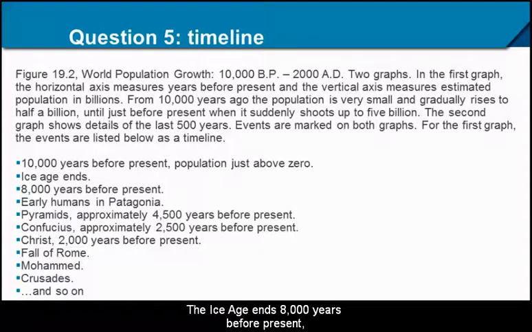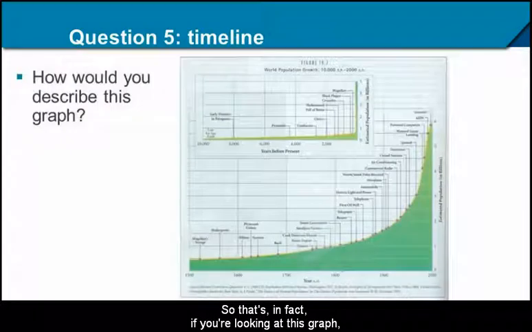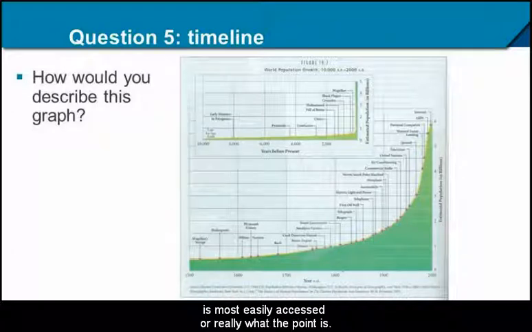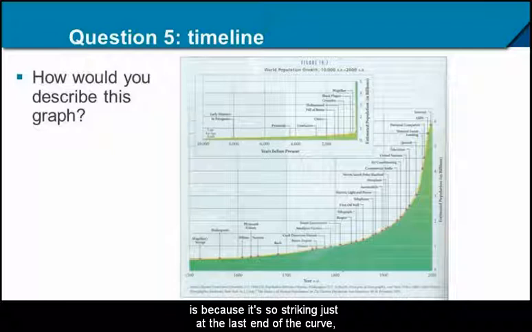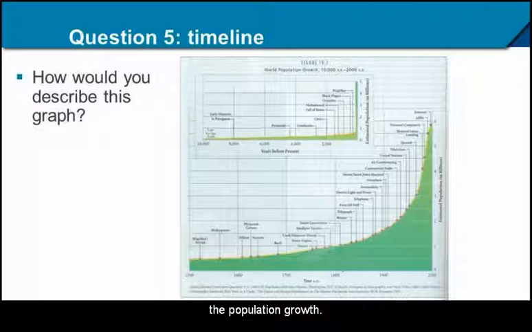The Ice Age ends, 8,000 years before present, early humans in Patagonia. Pyramids, approximately 4,500 years before present. So if you're looking at this graph, that's how you read it, and that's how the information is most easily accessed, or really what the point is. And I think, if you want to think about the design process, the reason it was done as a line graph and not as a timeline visually is because it's so striking, just the end of the curve, how sharp the population growth is in the last 100 years or so.